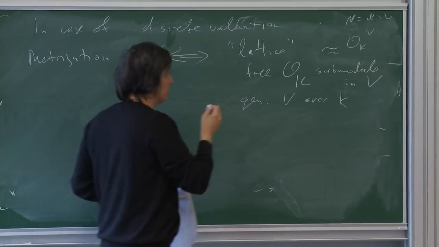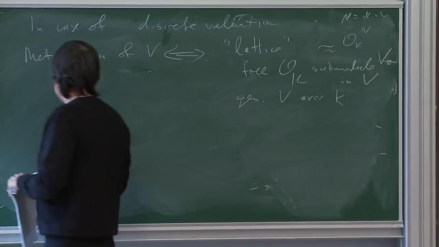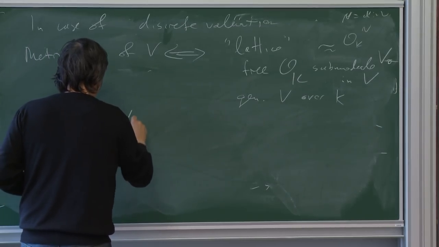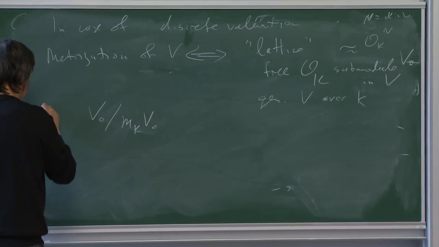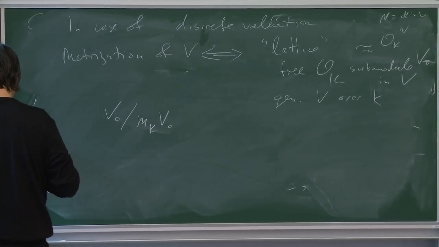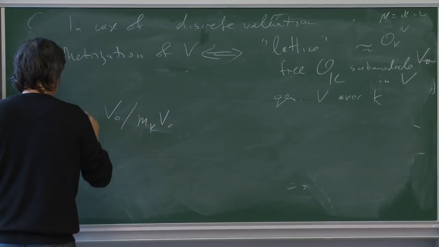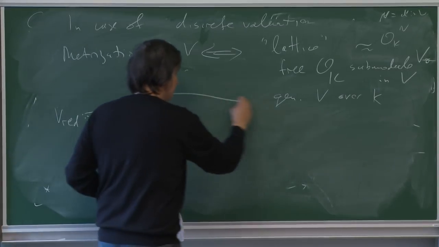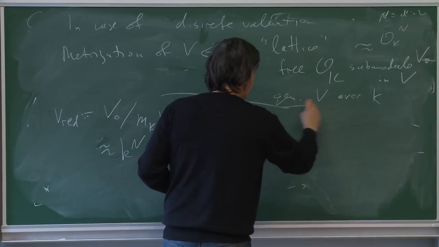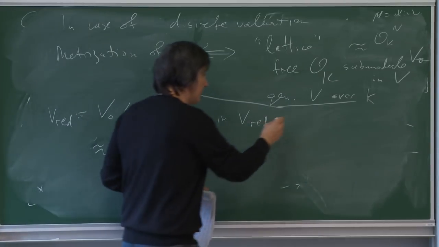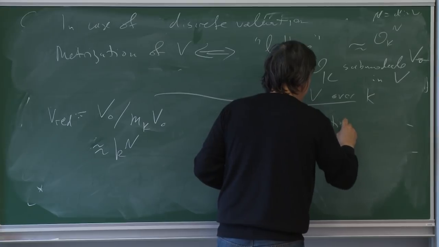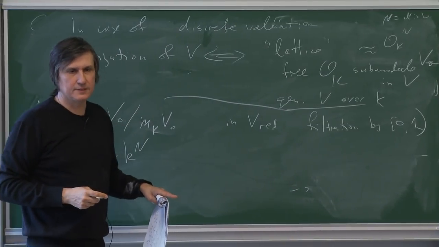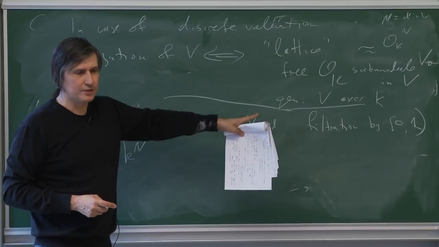And I get a submodule, let's call it V_0. And then you divide by the maximal ideal. You get a vector space over the residue field, called V reduced. It's a vector space over the residue field. And in this vector space, you introduce a filtration by numbers, by numbers from 0 to 1, not including 1. This is something which people in other areas call a parabolic structure.